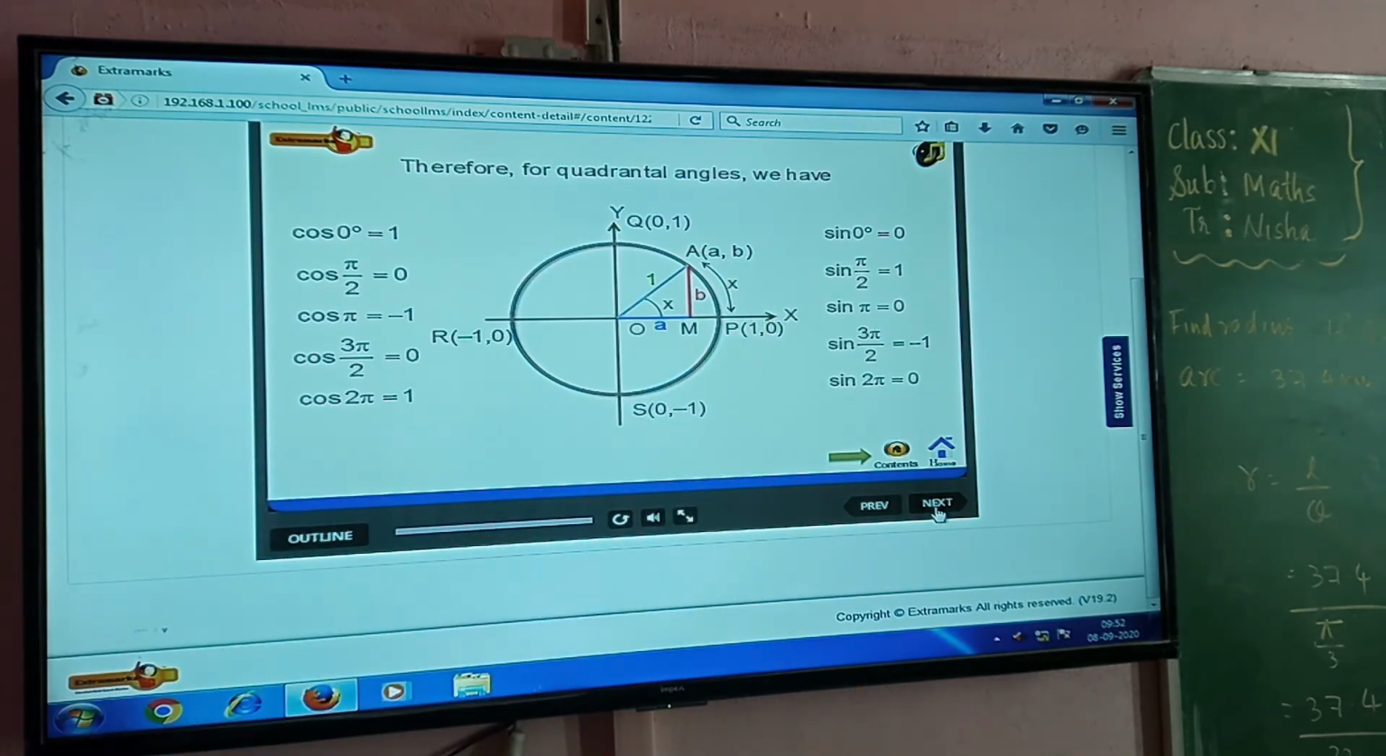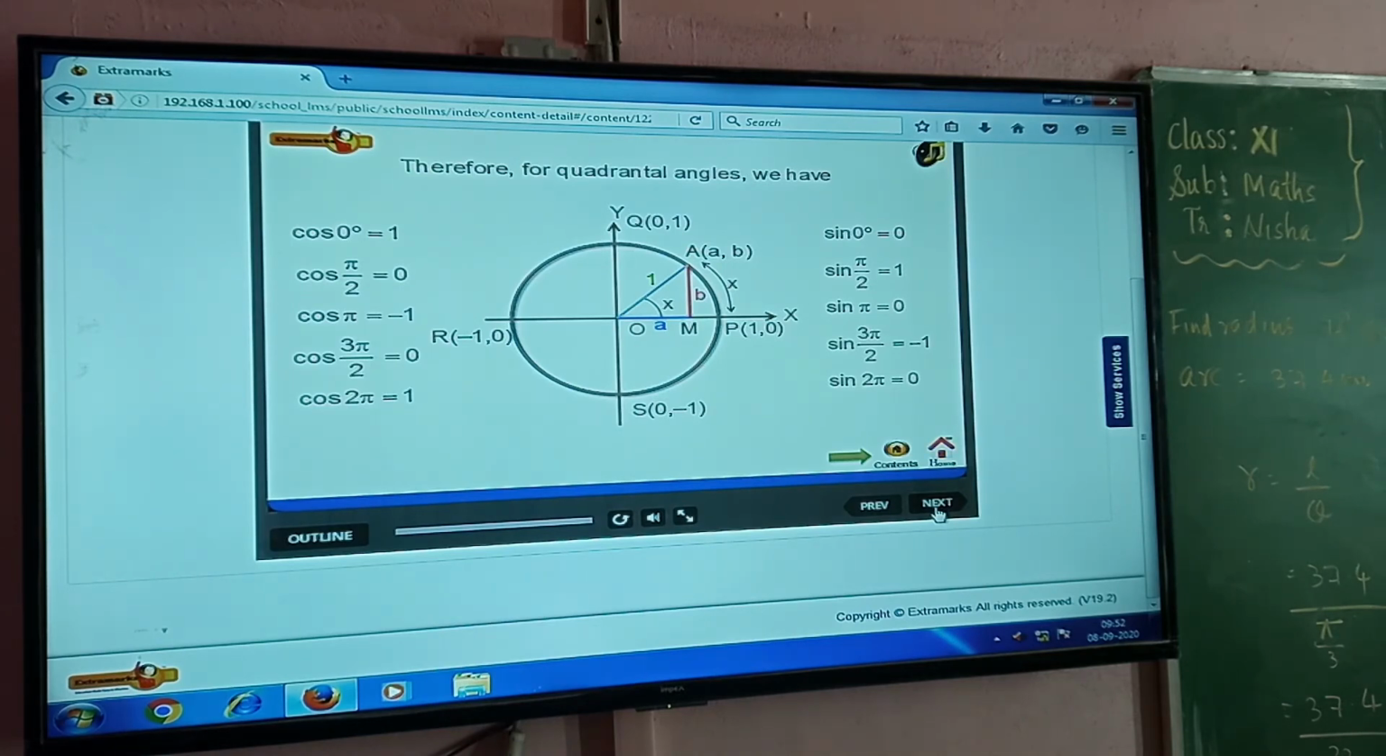Similarly, the values of cos. Cos 0 is equal to 1, which you have already studied. Cos pi by 2 also you have studied, it is 0. And cos pi, what is cos pi? Cos pi will be negative 1. And cos 3 pi by 2 will be 0. And cos 2 pi is equal to 1. So these values you have to study by heart.